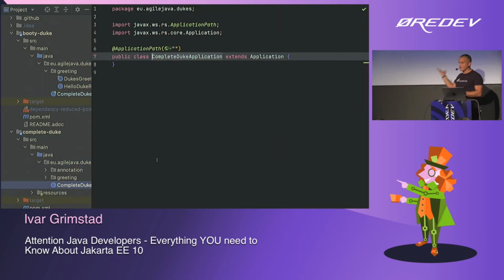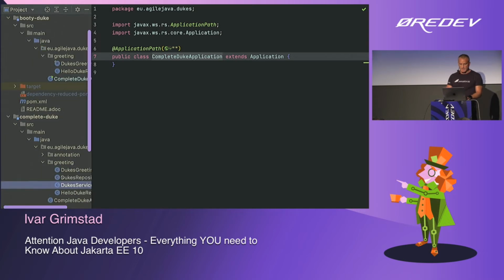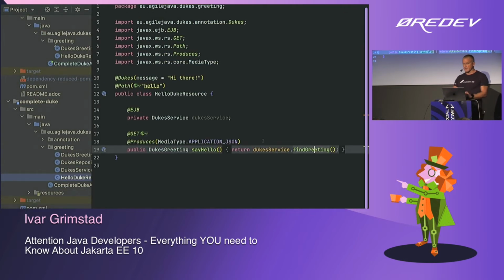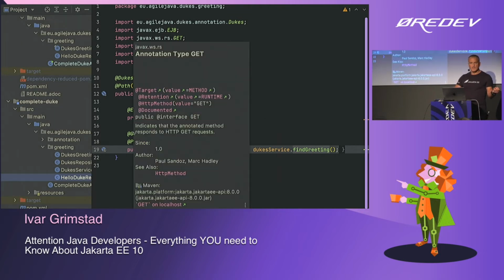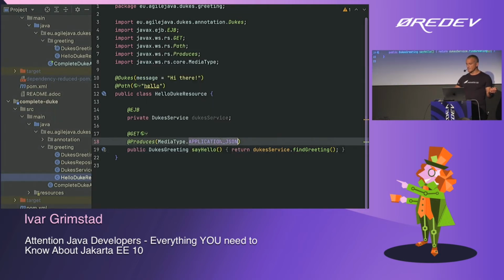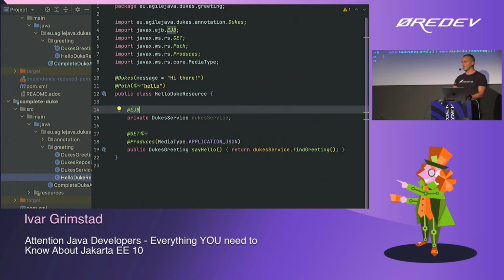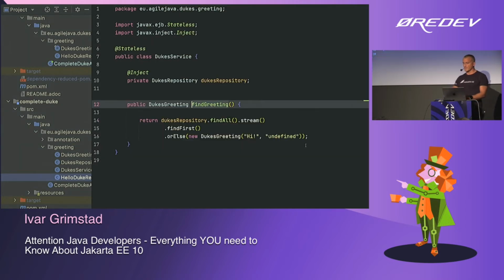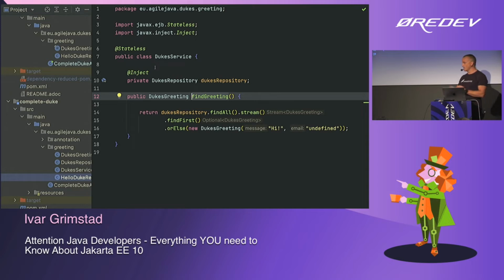It's the application configuration. I have this hello endpoint that responds to HTTP GET and produces JSON. I inject this EJB, which is my business logic doing the fine greetings here. This is how you identify an EJB: it's the @Stateless annotation, that one annotation. So EJBs are not that complicated. This is what it is.